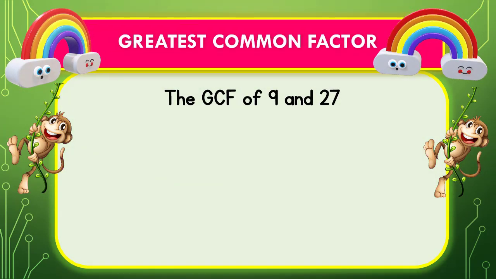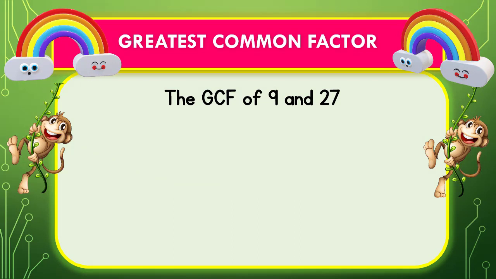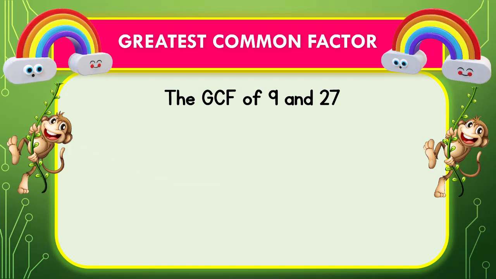Do you still remember the greatest common factor? How do you find the greatest common factor? For example, the greatest common factor of 9 and 27. What number can divide 9 and 27? It's 3, right? So 9 divided by 3 is 3, and 27 divided by 3 is 9.